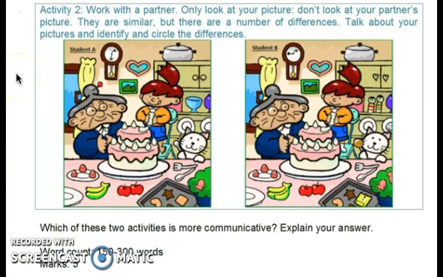Right, so now we're looking at activity 2. And as you can see, the first picture says student A, and over here it says student B. So this activity is slightly different from the first one that we looked at, because now instead of working individually, the students would have to work with a partner. And this is reflected in the instructions that are provided.